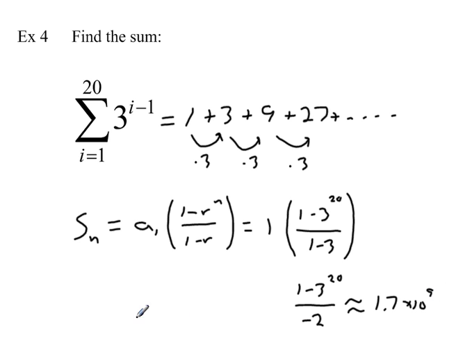Or if you think about it, that's like 1.7. If we move that decimal place over 9 places, that's going to give us a relatively large answer of 1.7 billion or so. That's rounded. There's some other stuff going on in here, but just think about this: if we had 20 of these terms added together, we get an answer of about 1.7 billion. That's a pretty big sum.